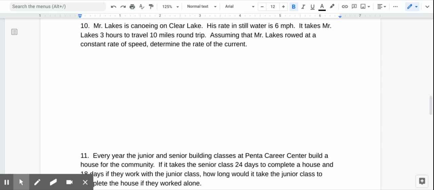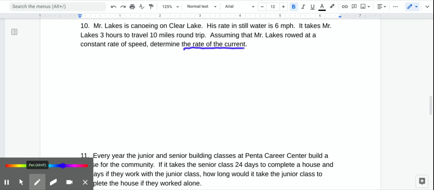All right, for our next problem, we have Mr. Lakes. He is going on this little canoe trip. He can paddle at 6 miles per hour. It takes him a total of 3 hours to do the whole trip. And assuming that he rode at a constant rate of speed, determine the rate of the current.